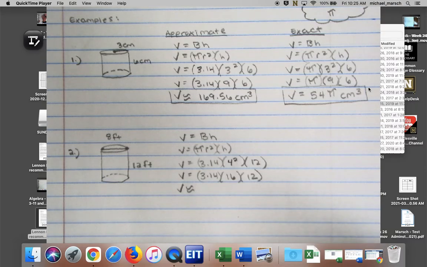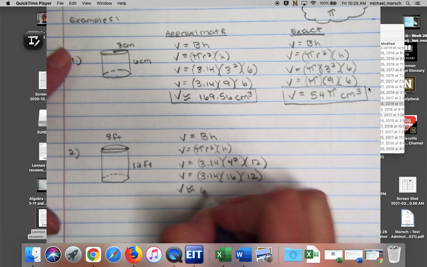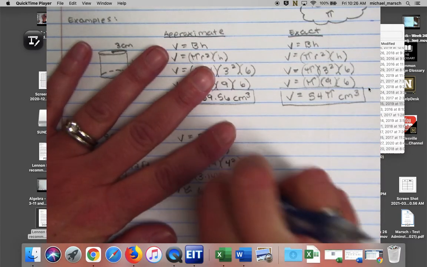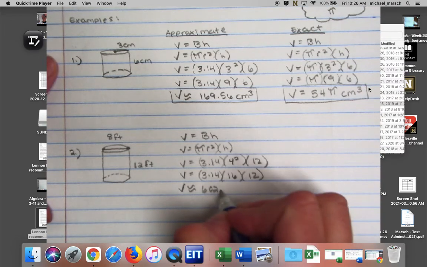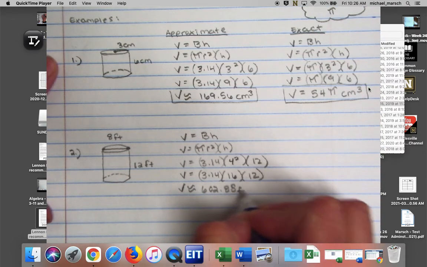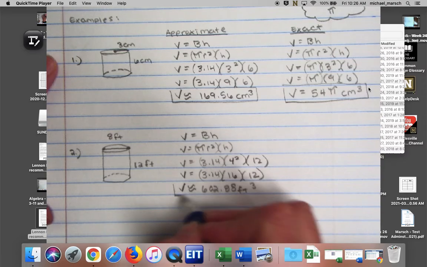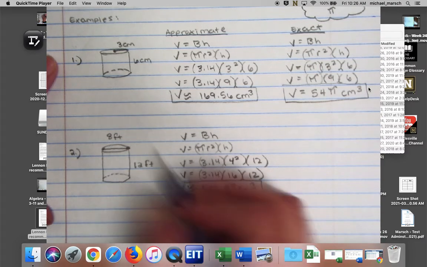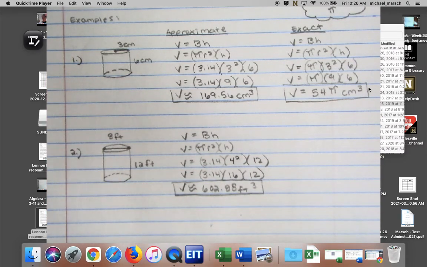3.14 times 16 times 12 is about 602.88 feet cubed this time. Still cubed because remember we're seeing how many cubed feet could fit into that cylinder.